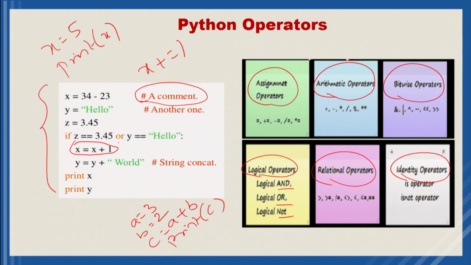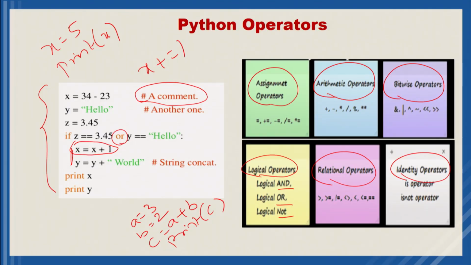See here in this example, an if condition is being used and the or logical operator is being applied. There are two conditions over here: z double equal to 3.45 or y double equal to quotations hello. These two conditions check the values; double equal to indicates whether the left hand side value is equivalent to the right hand side value or not. Similarly, one is the floating data type, the other is the string data type. This full sentence represents a conditional statement with the logical operators.